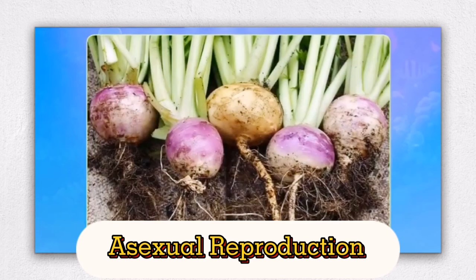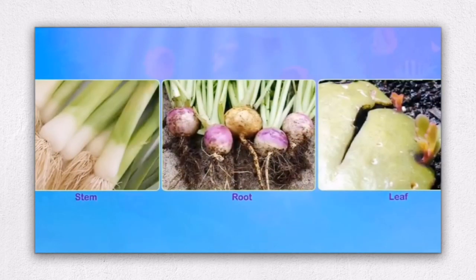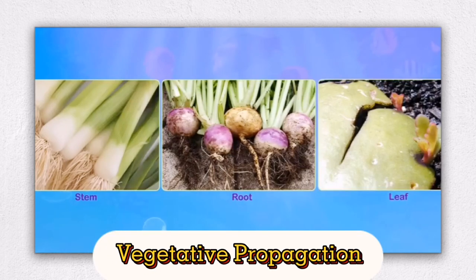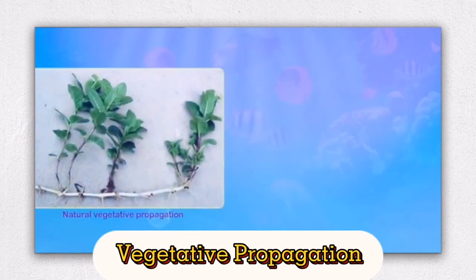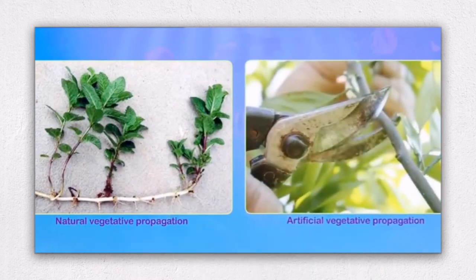Asexual reproduction in plants. Plants also reproduce asexually, that is, without seeds. This process of growing plants from other parts of the plant, like stem, root, leaves, is called vegetative propagation. It occurs naturally or can be induced by man.